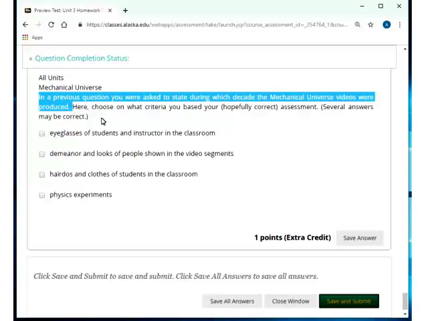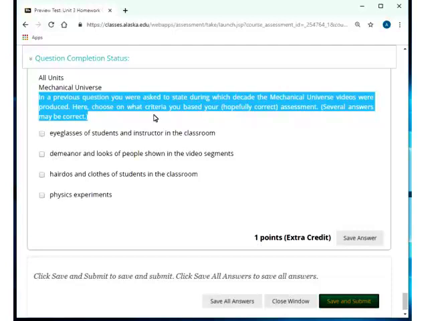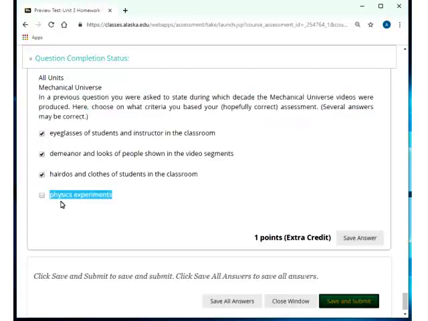And here on what criteria? Well, look at the eyeglasses of the students. Look at the demeanor and looks of people shown in the video segments. Look at the hairdos and clothes. The physics experiments, actually, I could still have them today. For the physics that we're teaching in an introductory physics class are actually almost timeless. They go back a long time, and the equipment might look a little bit different, but overall the physics experiments themselves are timeless. Okay, and that was my recording on the Unit 3 homework for energy and momentum.